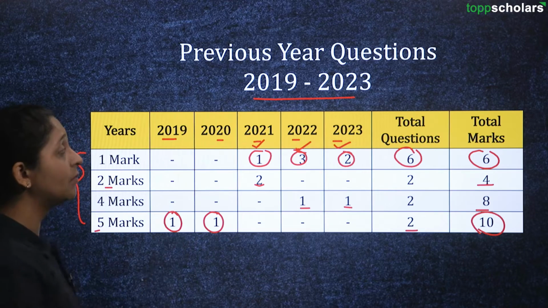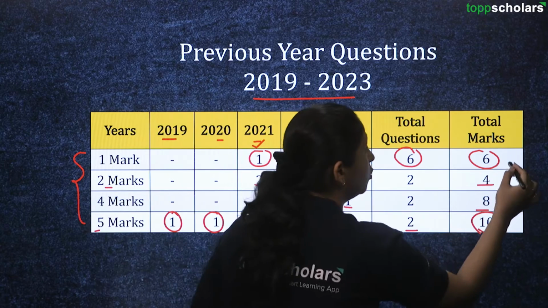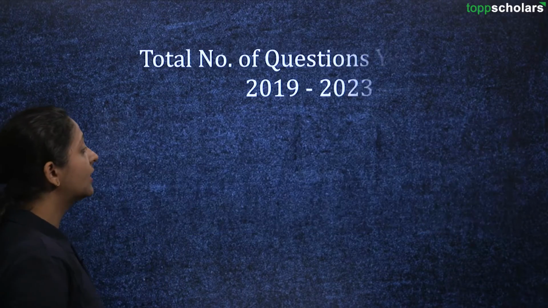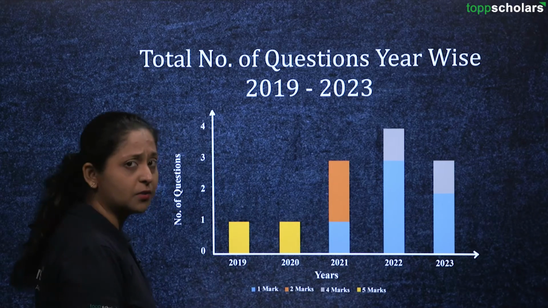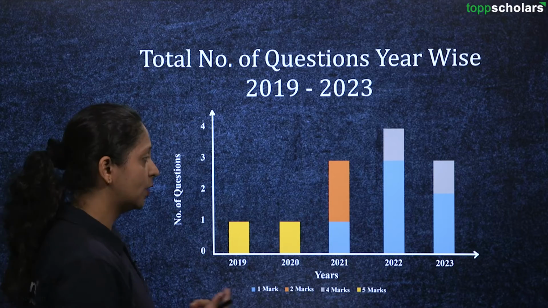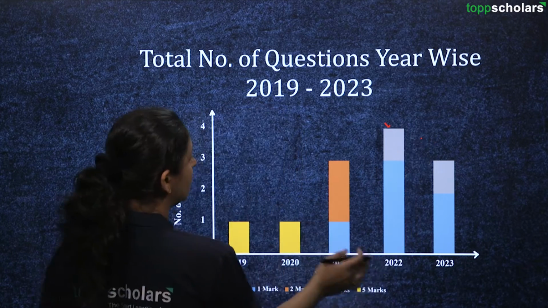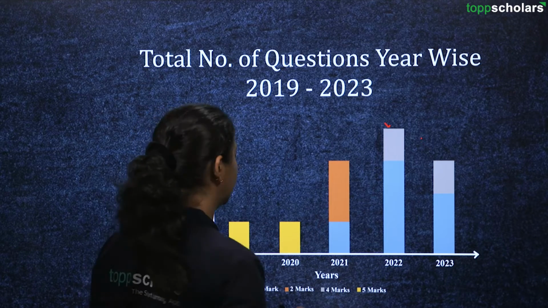So by this table, children, you can understand that this topic is so important because the weightage of the total marks which are given here is so high. If you look at the graphical representation here, you can see that every year they are going to ask you questions in some form from this particular chapter. And it was highest in the year 2022, holding around 4 questions for that particular paper.